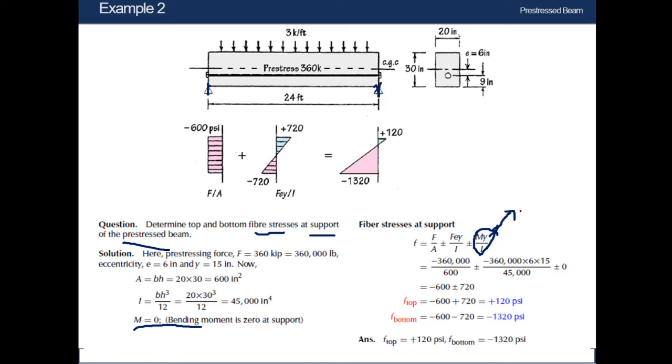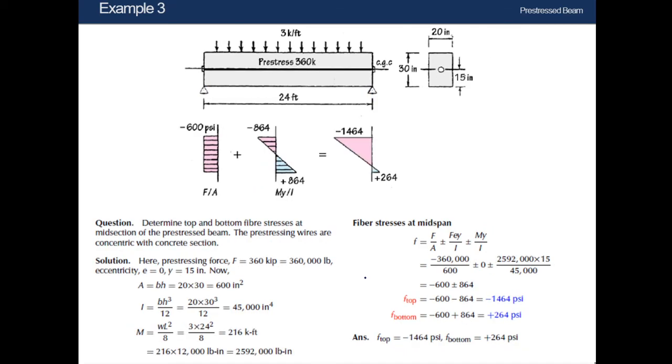So as the moment is 0, simply we'll plug the value of moment M as 0 here, then this term will be 0, and others will remain the same as the values are the same. For top fiber stresses we will take positive, as we know that in case of pre-stressing, at top fiber positive stresses develop, so plus 720. We can see here plus 720. So in top fiber plus 720, and for pre-stressing compression develops at bottom fiber, so minus 720 for bottom. And in this way we will conclude the result and draw the final figure as well. You can see at top fiber it's plus 120 psi, and at bottom fiber it's minus 1320. So plus 120 and minus 1320, and we are joining the lines. This is our final figure.